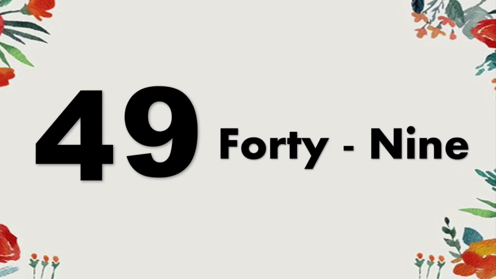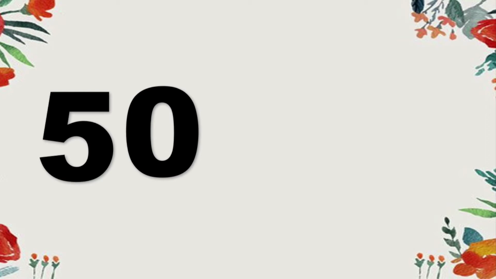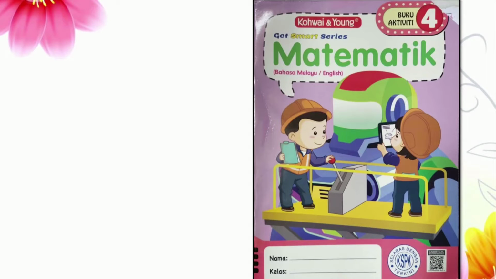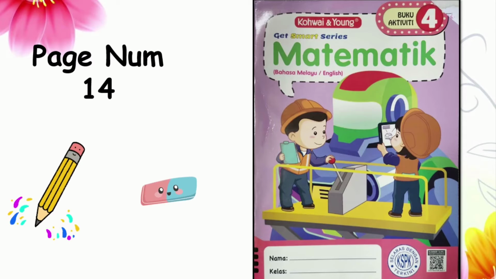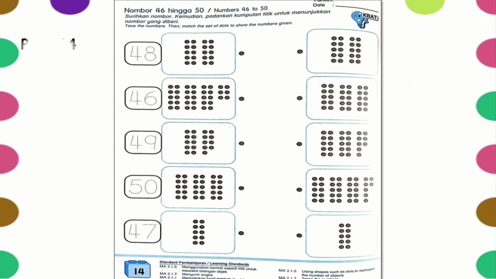F-O-R-T-Y-N-I-N-E. 49. And the last number, 50. 5 and 0 together, 50. F-I-F-T-Y. 50. Very good. Now let's take out your activity book for mathematics and turn to page number 14. Don't forget to take your pencil and eraser together with you. Page 14. Write today's day, Wednesday, and the date, 25 August 2021.